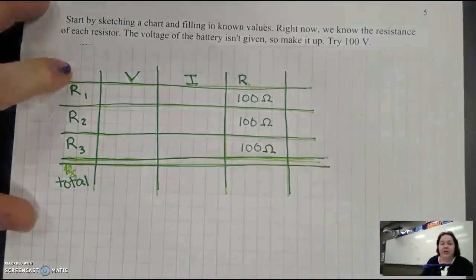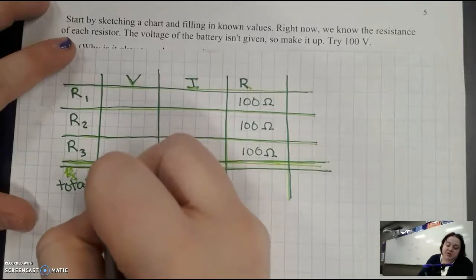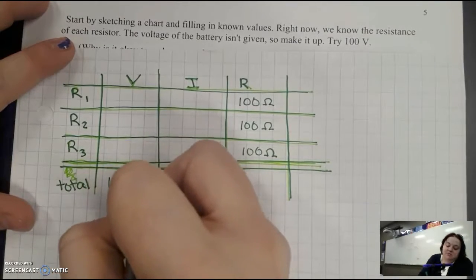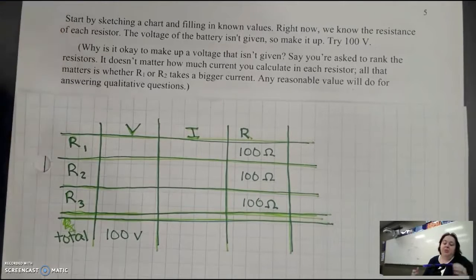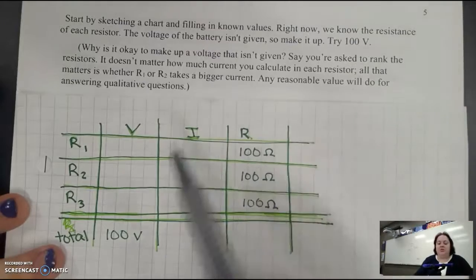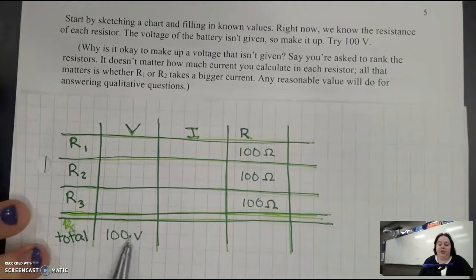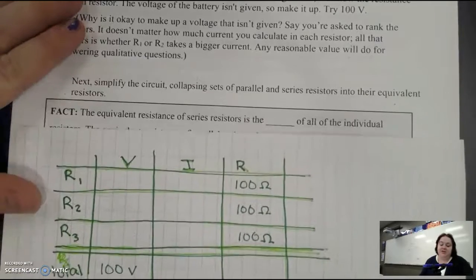We're not given a voltage, so we're going to make one up. We're going to say that V total is 100 volts. Why can you just make one up? Because if you're being asked something qualitative, if you're asked to rank the resistors, it doesn't matter how much current you calculate, as long as it just matters which one gets the bigger current. So any reasonable value will do for making up a voltage in terms of qualitative questions.